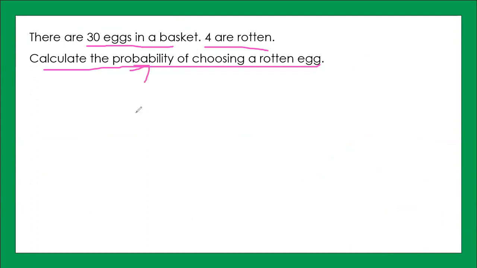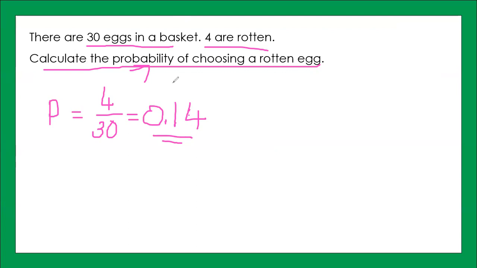So you see, this is our event already. It's 4 out of a total of 30 eggs. And what's that? The probability. How much is that? Very good. 0.14. That's it. The probability is 0.14. Do you understand?